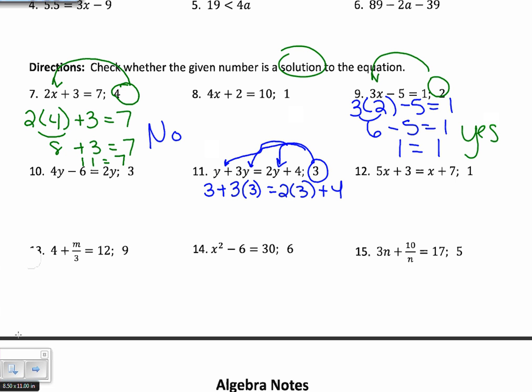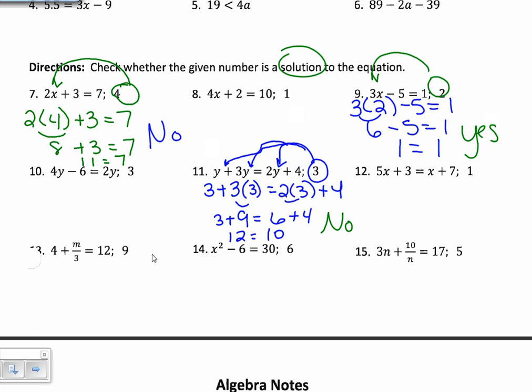Order of operations, multiplication first. So we need to do 3 times 3, which is 9. And on this side, we have multiplication also. 2 times 3 is 6. And then we're going to do our addition. 3 plus 9 is 12. 6 plus 4 is 10. So we ask ourselves, does 12 equal 10? The answer here is no. 12 does not equal 10.